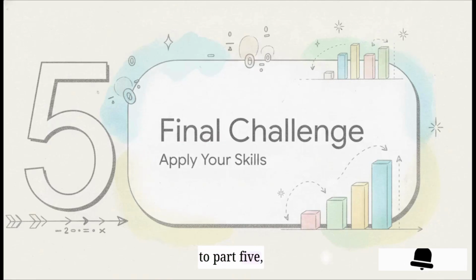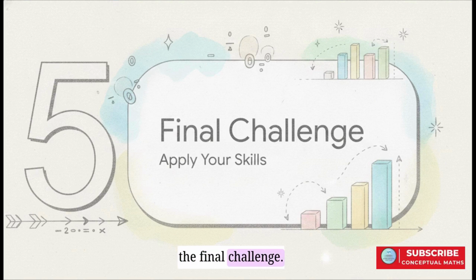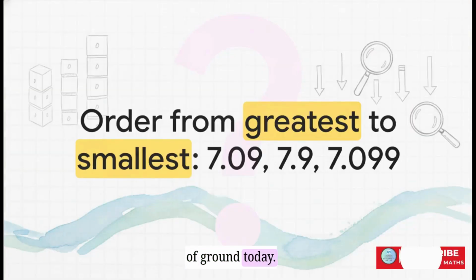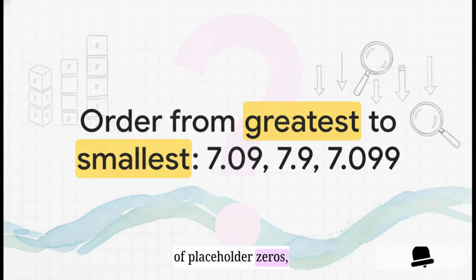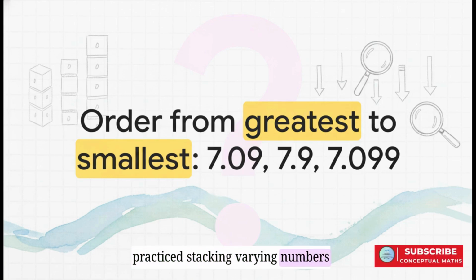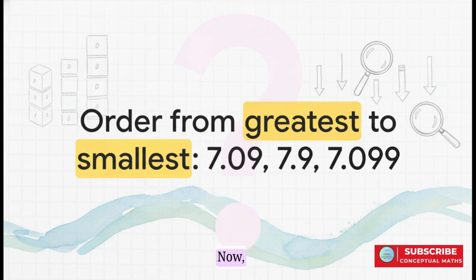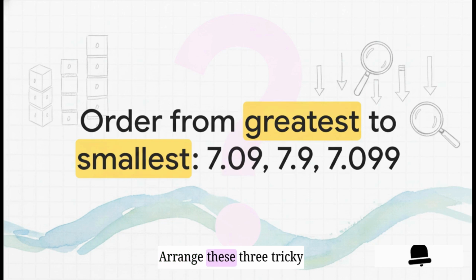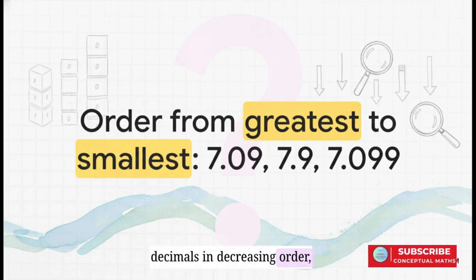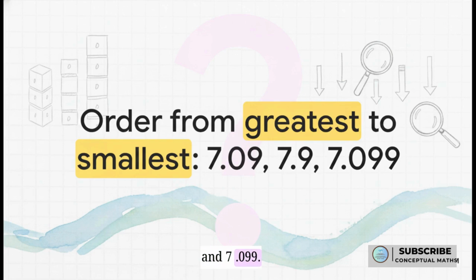And that brings us to part 5, the final challenge. We've covered a lot of ground today. We learned to read left to right, discovered the magic of placeholder zeros, and practiced stacking varying numbers to make things easy. Now, I'm leaving you with a tough homework challenge to solve on your own. Arrange these 3 tricky decimals in decreasing order: 7.09, 7.9, and 7.099. Take a moment to work it out.